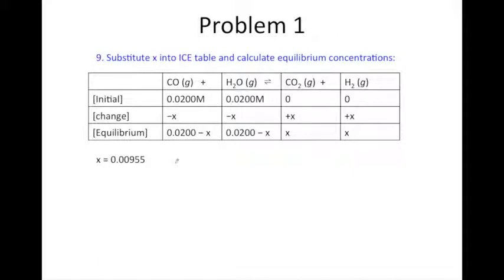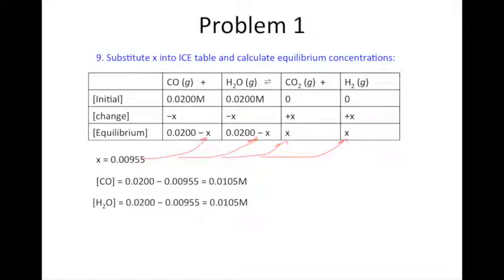Now that we know what x is, we can substitute it back into our ICE table. So we have our x, and we're going to substitute it into all of our ICE table in order to find our equilibrium concentrations. So we can figure out the concentration of carbon monoxide, you see here, minus x, our concentration of water. All of these, again, are equilibrium concentrations, carbon dioxide and hydrogen. So now we have all of our equilibrium concentrations, and so our problem is solved.